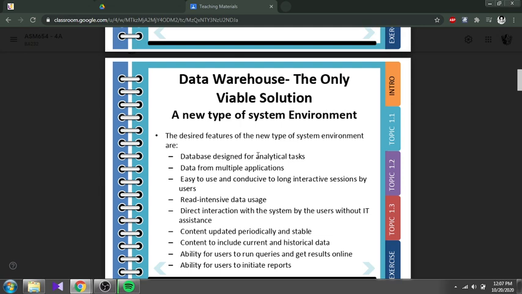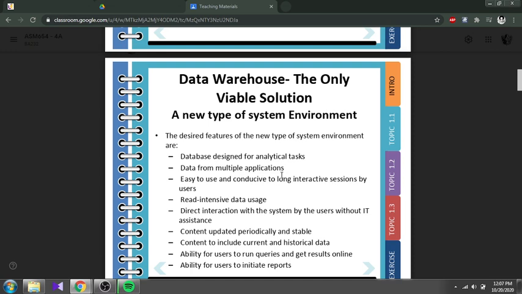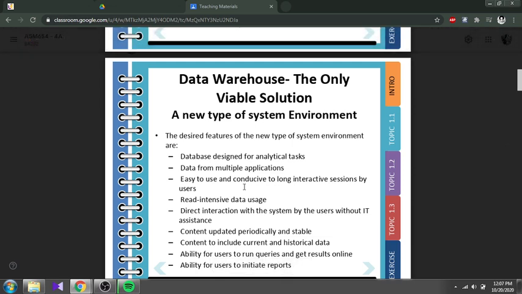Okay, we can easily do this analysis on this database, and data from multiple applications can be extracted into something meaningful and easy to use and conducive to long interactive sessions by users, not too boring, not the same thing happening again and again. So people are more likely to enjoy getting and interpreting the data. So it is read-intensive data usage. They can do a lot of things, with direct interaction with the system by the user without IT assistance.